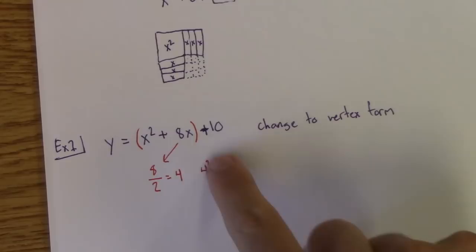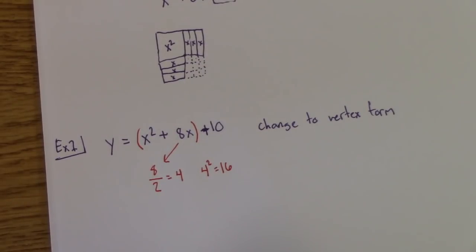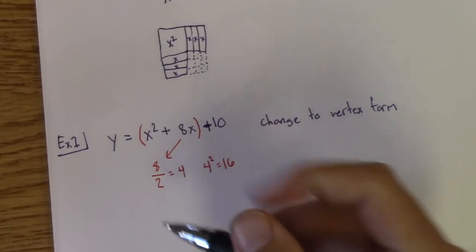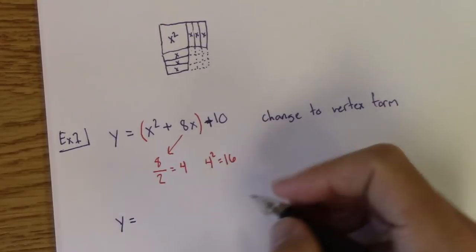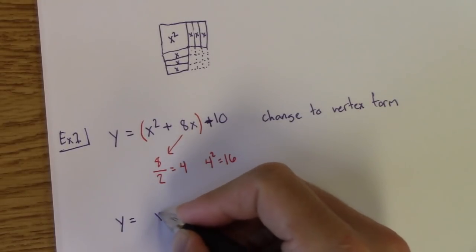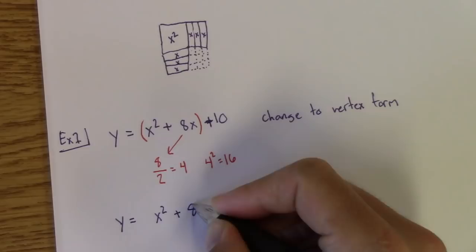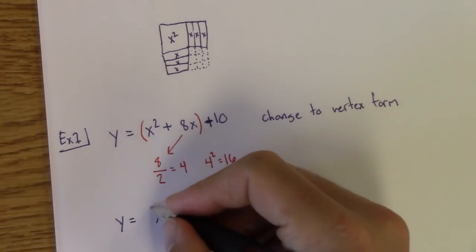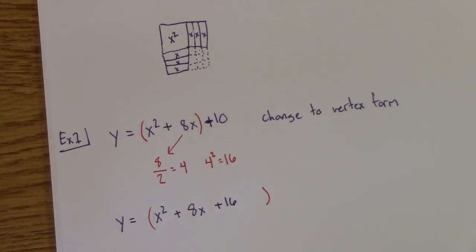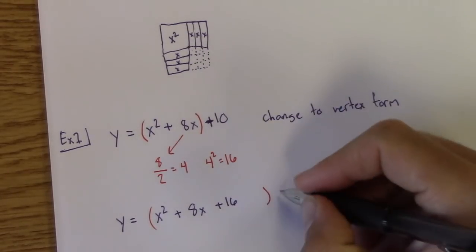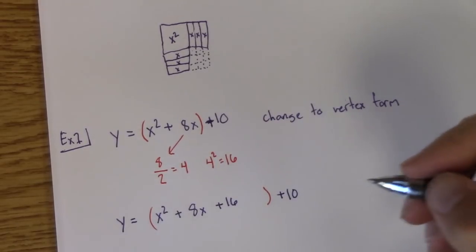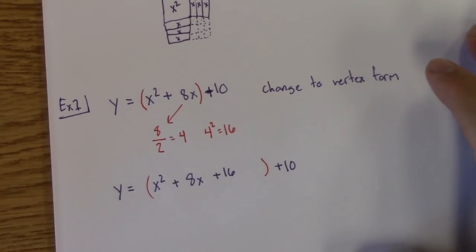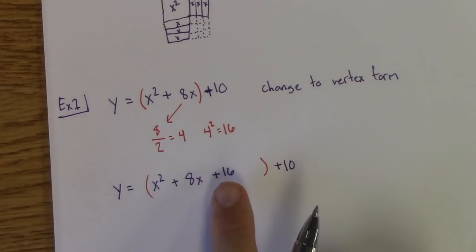That is to say that if I plug a 16 in these parentheses, I get an expression that factors nicely, which means I now have the following. Y is equal to x squared plus 8x plus 16, and the plus 10 on the outside. And here's where our challenge is. I just added a plus 16 into this equation.